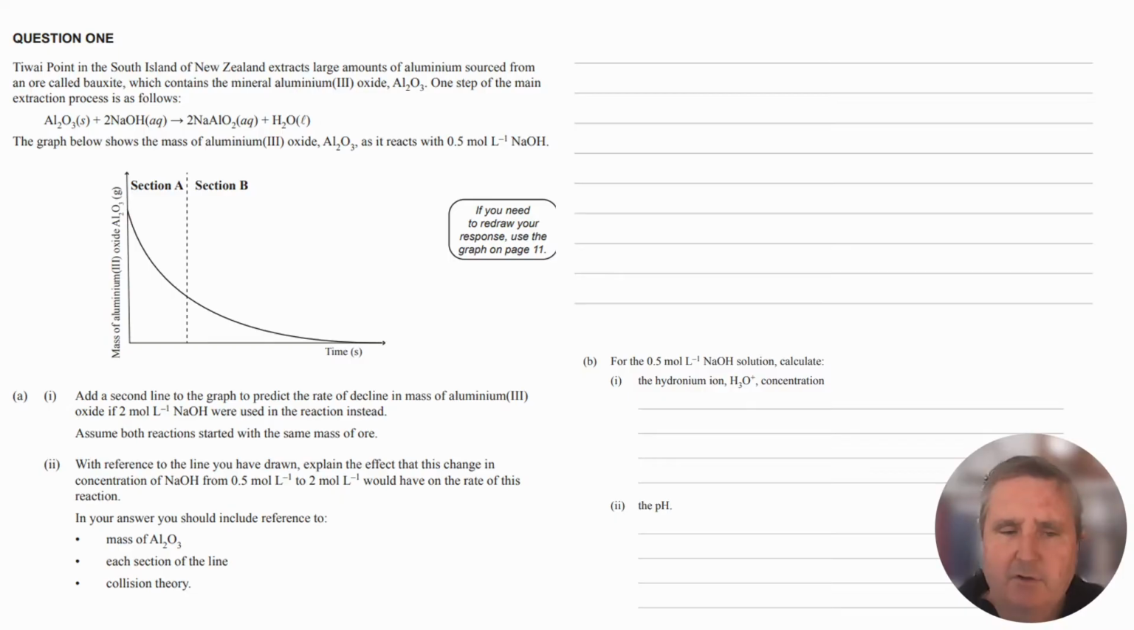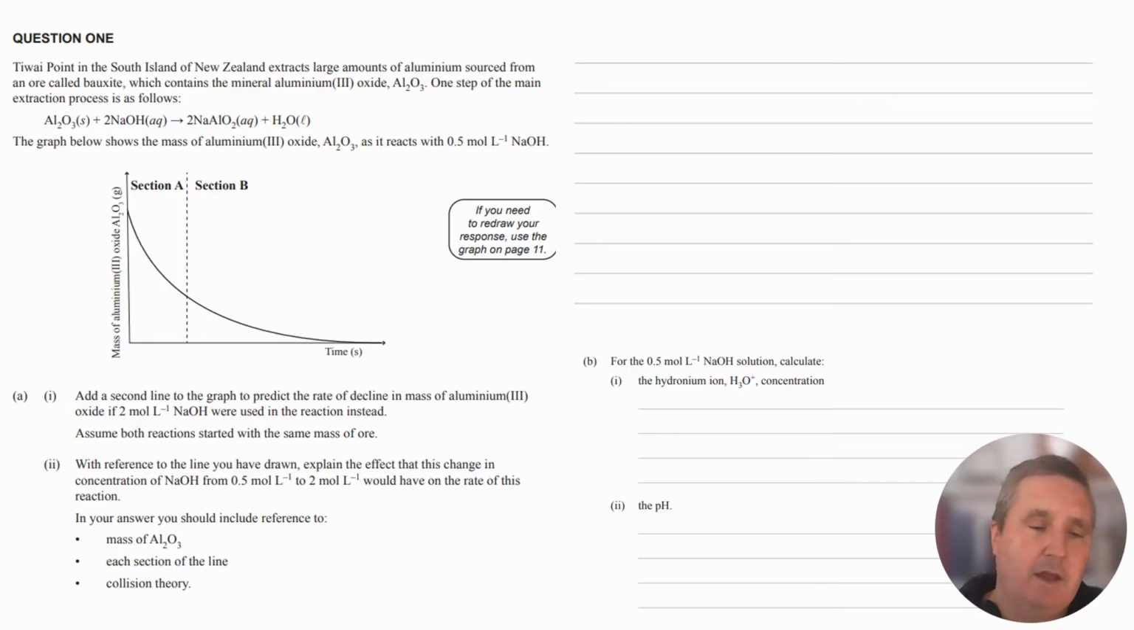One step of the extraction process is as follows, and they've given us an equation here, which is aluminium oxide plus sodium hydroxide gives us 2 sodium aluminium dioxide plus water. Now the graph shows the mass of aluminium oxide as it reacts with 5 moles of sodium hydroxide. So here's a graph that they've given us to help us with this question, and they're going to ask us some questions about this graph.